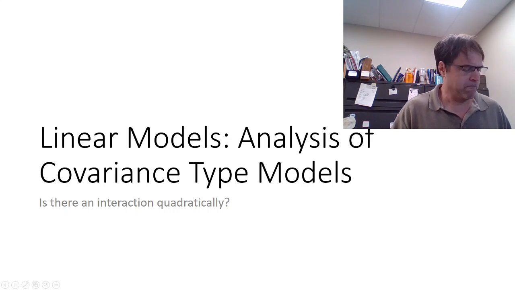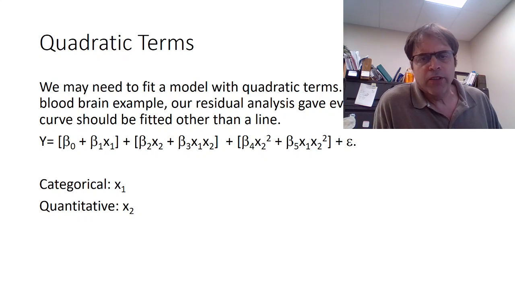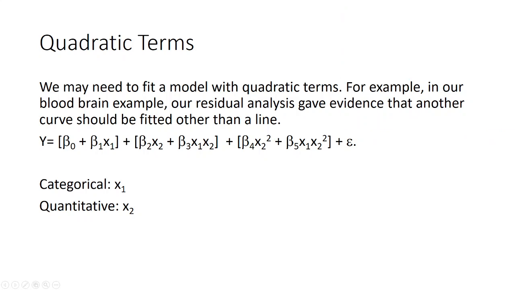So we may need to use quadratic terms. Remember that when we looked at a regression analysis, there seemed to be a pattern that was not randomly associated. So we may need to use our ideas from polynomial regression and fit a quadratic for this line. So remember that x1 is our categorical data variable, and our x2 is our quantitative variable with respect to time, and we can set up this expression right here.